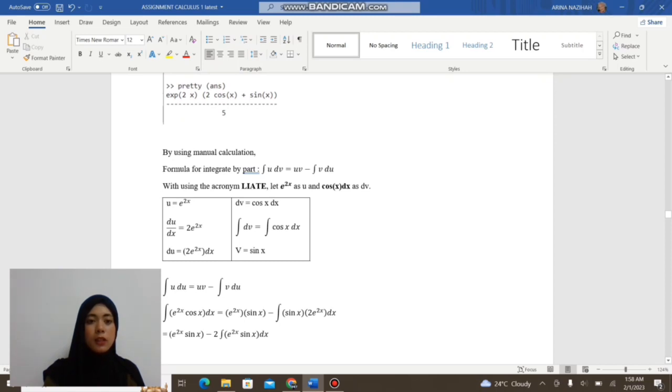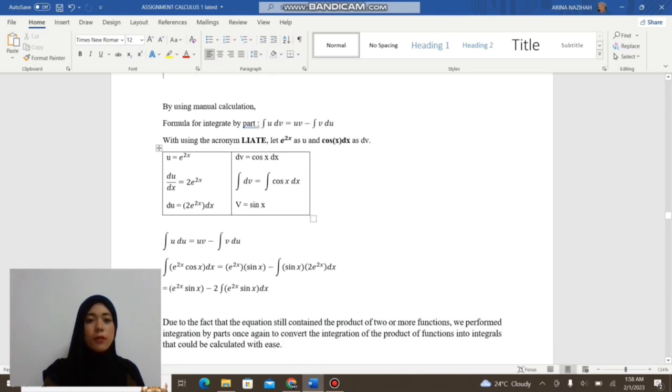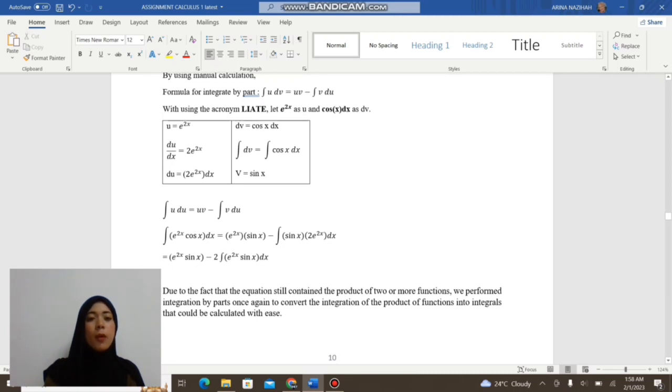By using manual calculation, the formula for integration by parts is the integral of u dv equals uv minus the integral of v du. Using the acronym LIATE, let e to the power of 2x be u and cos x dx be dv. So u equals e to the power of 2x, du over dx equals 2e to the power of 2x, and du equals (2e to the power of 2x) dx. Then dv equals cos x dx, integrating dv gives the integral of cos x dx, so v equals sin x.